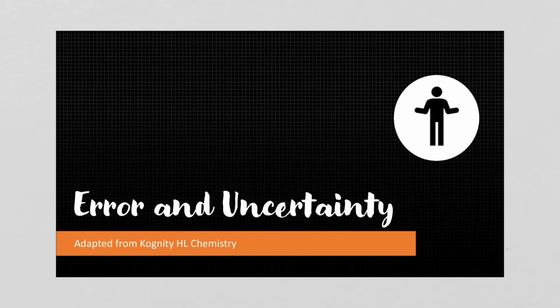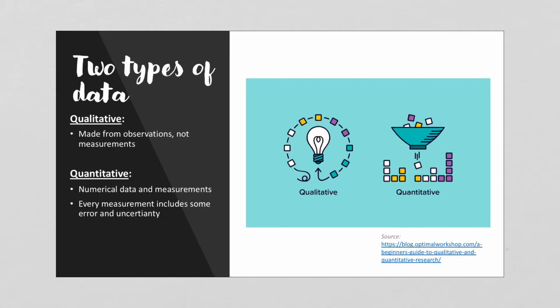In today's video, we're going to take a look at uncertainty and error. And the examples provided in this video are adapted from our Cognitive textbook, so Cognitive Higher Level Chemistry. So first of all, we should recap some material that we've learned in grade 9 and 10.